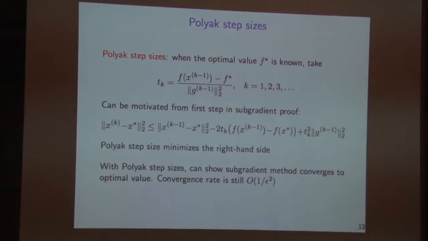So even with this somewhat idealistic choice of step size, which is only possible when we know the optimal criterion value f star, you can show the convergence rate is still 1 over epsilon squared. So it doesn't really do us any better in terms of the convergence rate, but it is the best step size in some sense practically if we know the optimal criterion value.